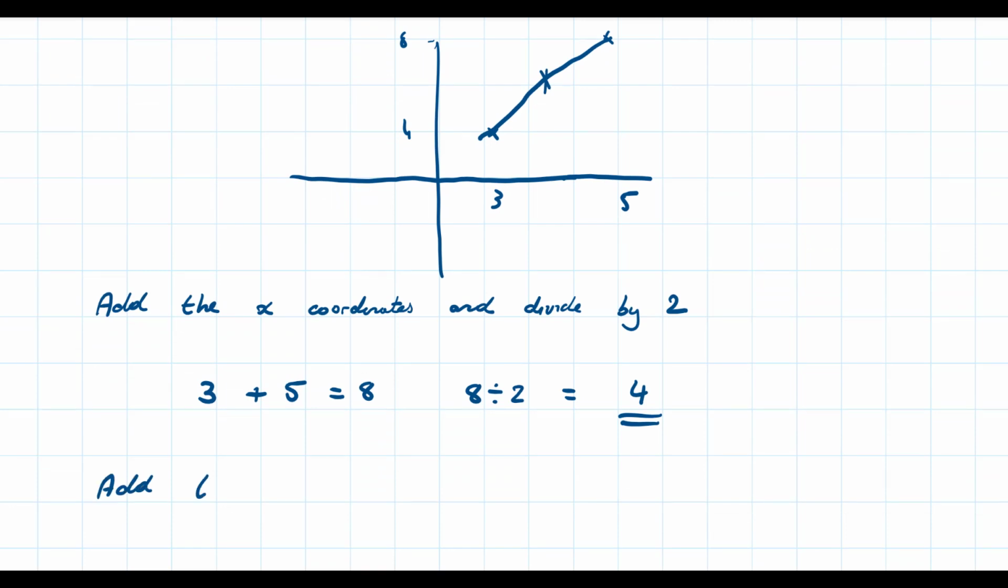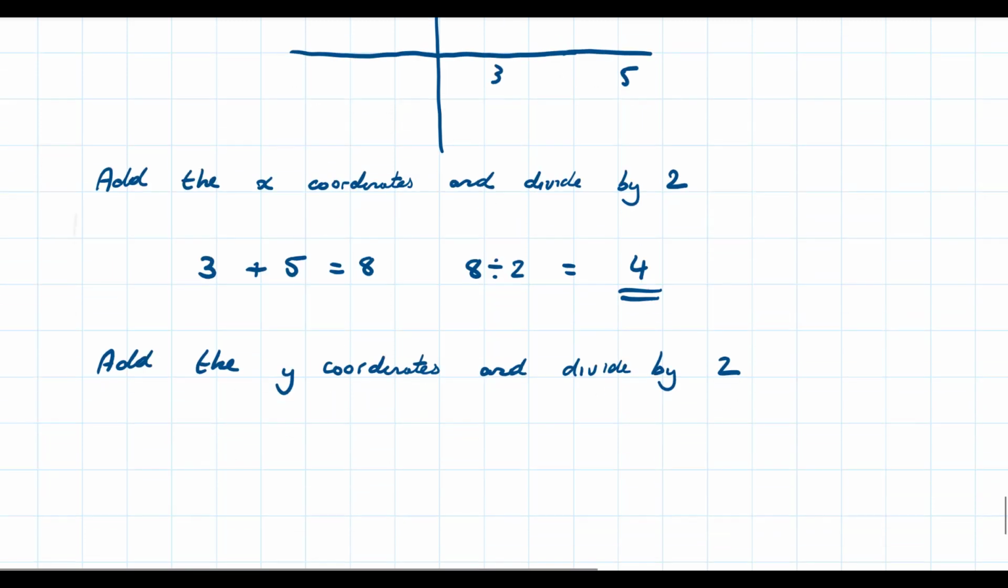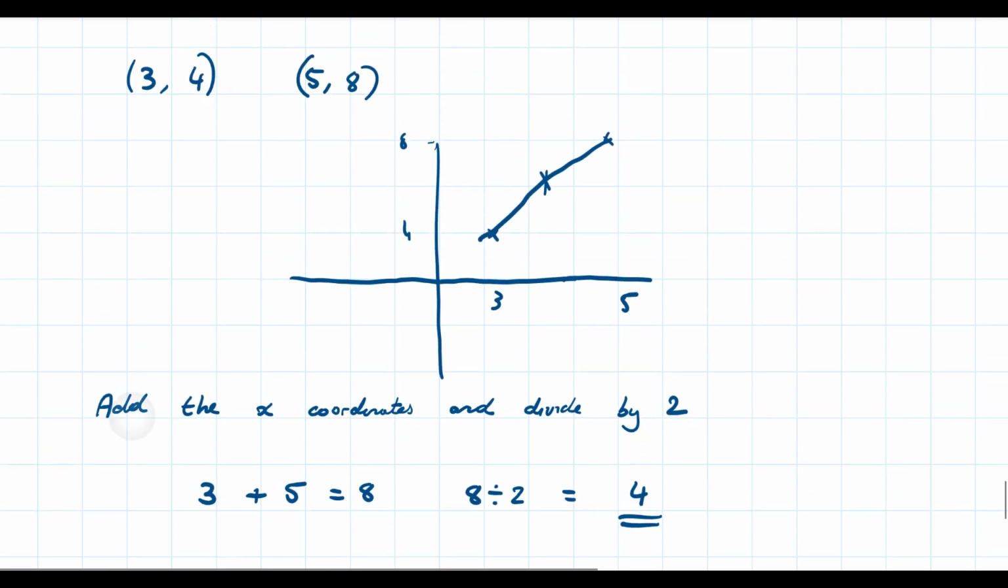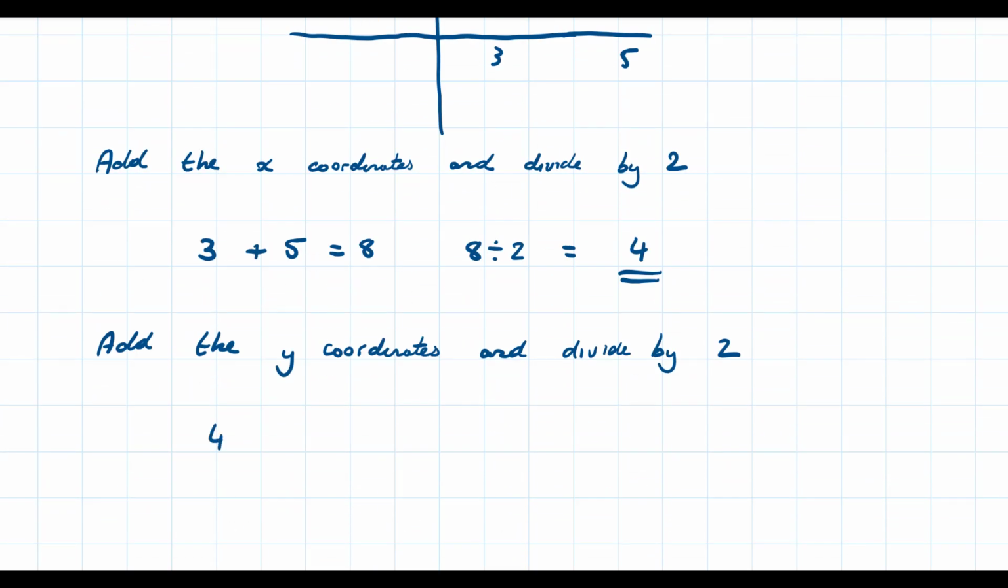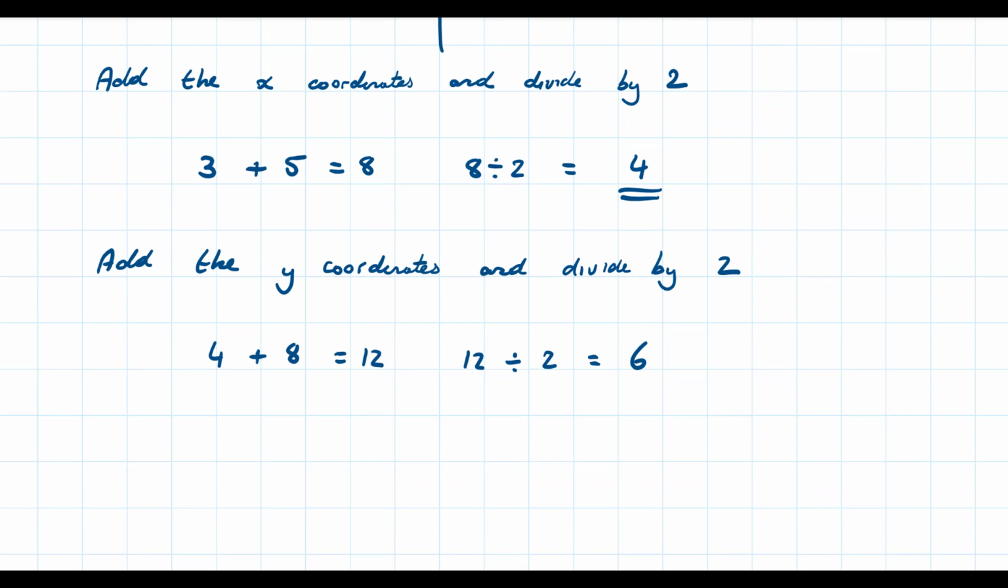So add the y coordinates. In this case they were 4 and 8. 4 and 8 makes 12. 12 divided by 2 is 6. So my midpoint is at (4, 6). That is the midpoint.